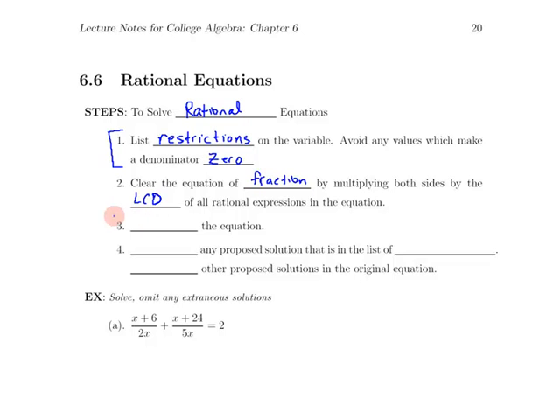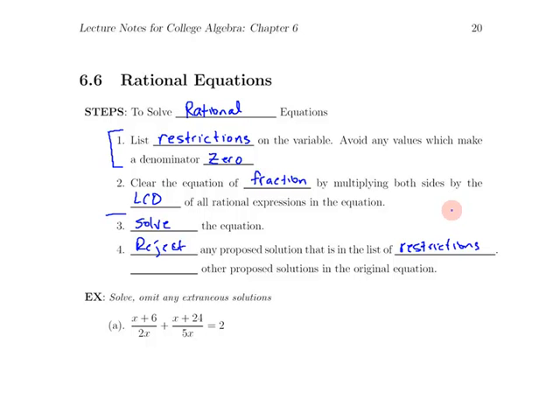Once you do that, it's no longer a rational equation. It's polynomial, or it's linear. It's one we already know how to solve. So we just solve the equation. We need to reject any proposed solution that is in the list of restrictions, because it's still possible that we get an answer that is a restricted value, but our technique gave us that as a solution.